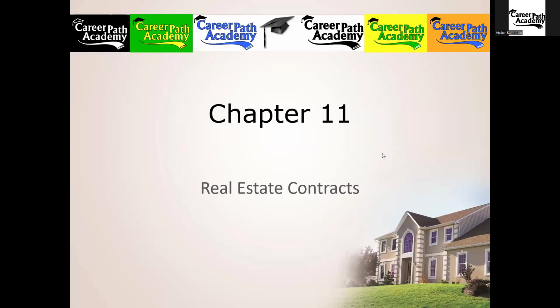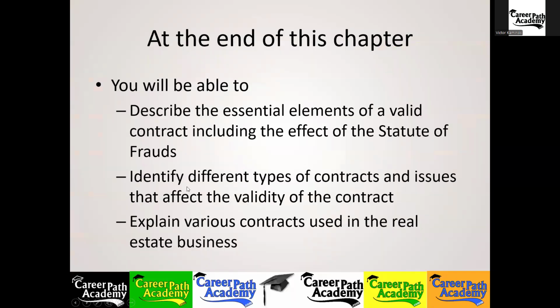Chapter 11, Real Estate Contracts. In this chapter, we're going to describe the essential elements of a valid contract that are good for any contract that requires any kind of contract to be valid, whether it be for real estate, to buy something, anything, or for an employment agreement even. We're going to go over the essential elements that make any contract valid.